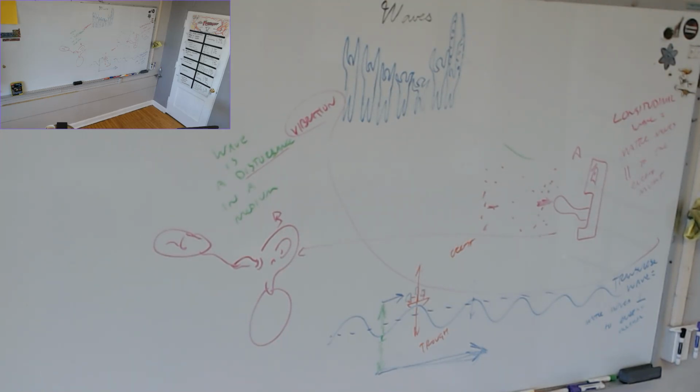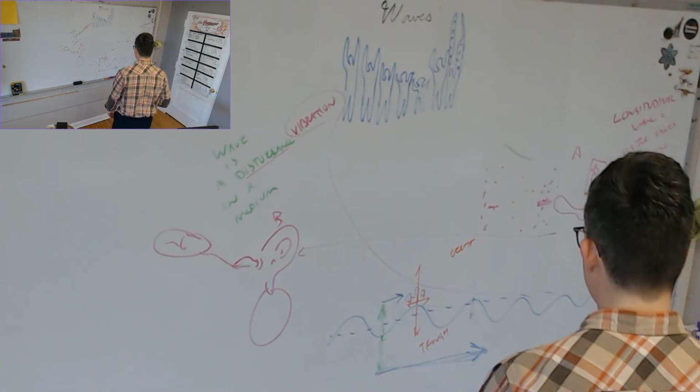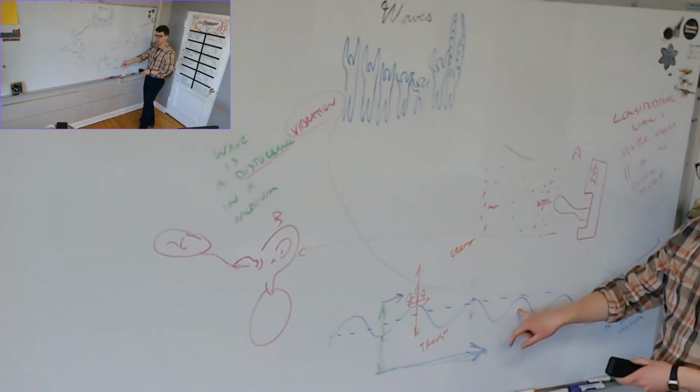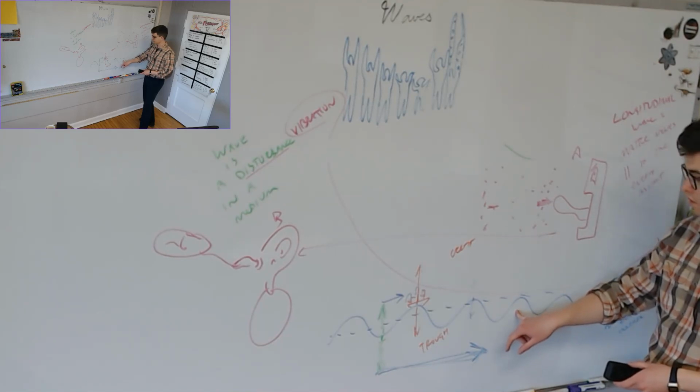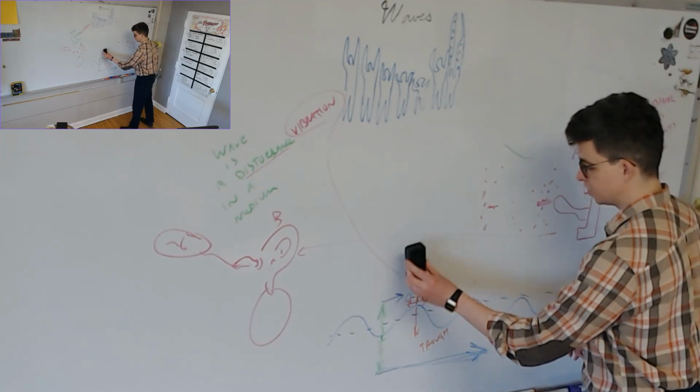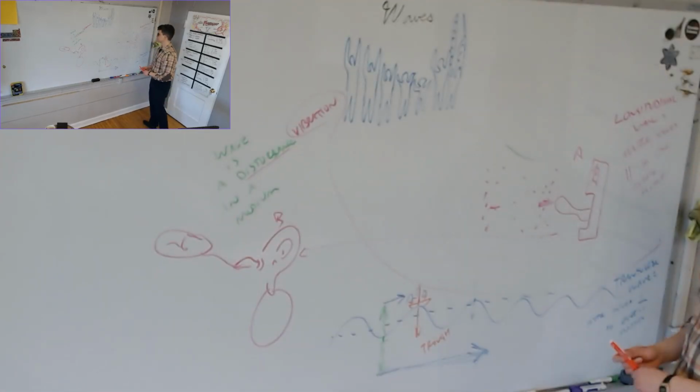Okay, actually, let's talk about the next thing. We can diagram both of these waves. Here I have diagrammed what kind of wave? Transverse. And what kind of wave have I diagrammed here? Longitudinal. Let's label the parts of this.